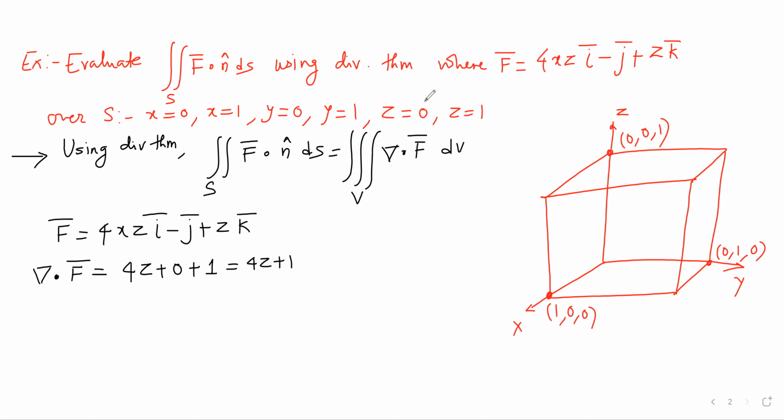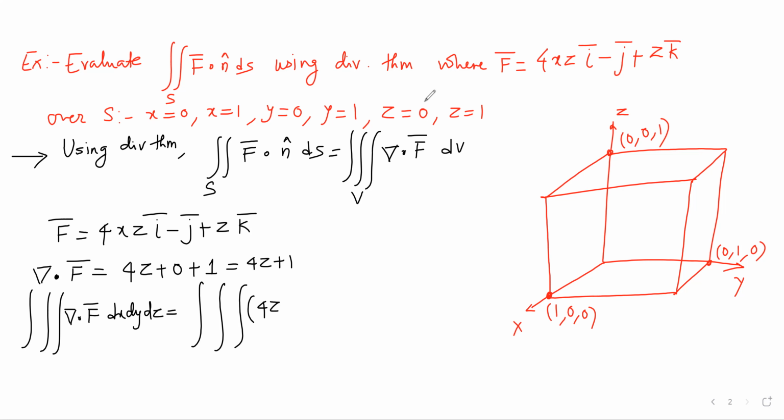So we are not going to evaluate for every surface. We'll evaluate directly using the relation. That relation says you have to calculate del dot f bar and find the volume integral of that function. So what is our triple integral of del dot f bar dV? dV means it is dx dy dz. So this is nothing but the triple integral of 4z plus 1. I just write dz dy dx. And we have to decide the limits. What are the limits of x? They are from 0 to 1. Limits of y, 0 to 1. Limits of z, 0 to 1.